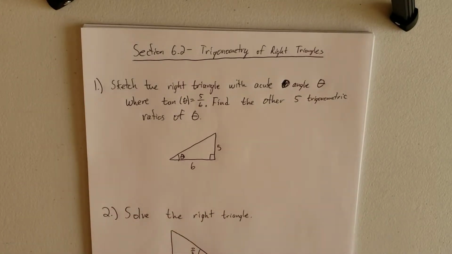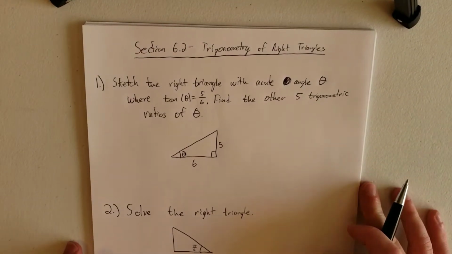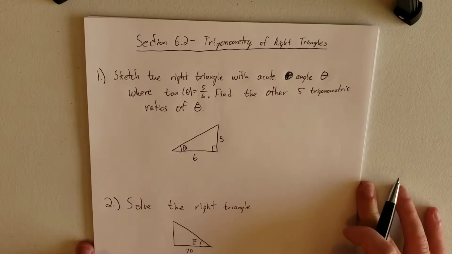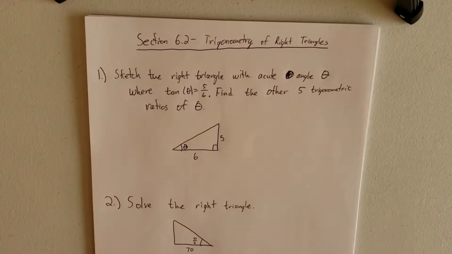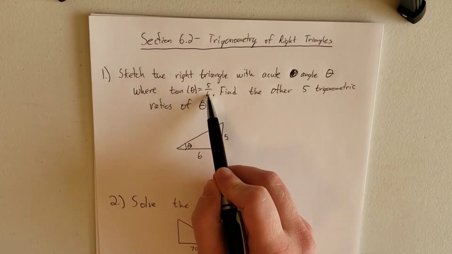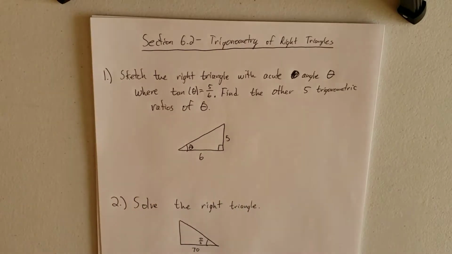All right, in today's video, we're going to cover section 6.2, which is trigonometry of right triangles. Our first question here is to sketch the right triangle with acute angle theta, where tangent of theta is equal to 5 over 6. Find the other 5 trigonometric ratios of theta.